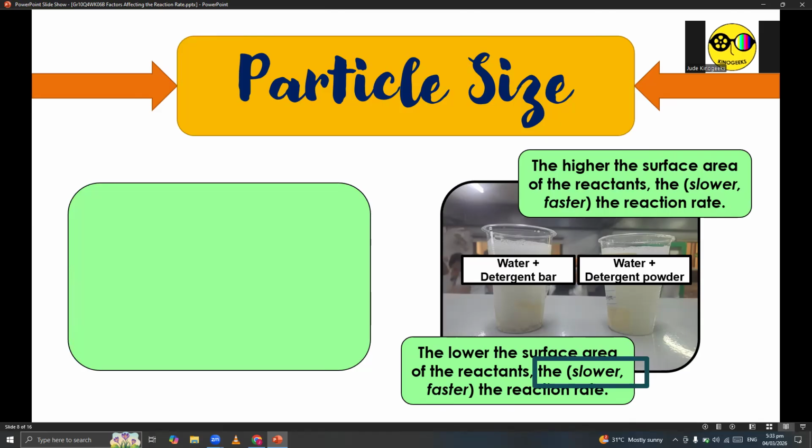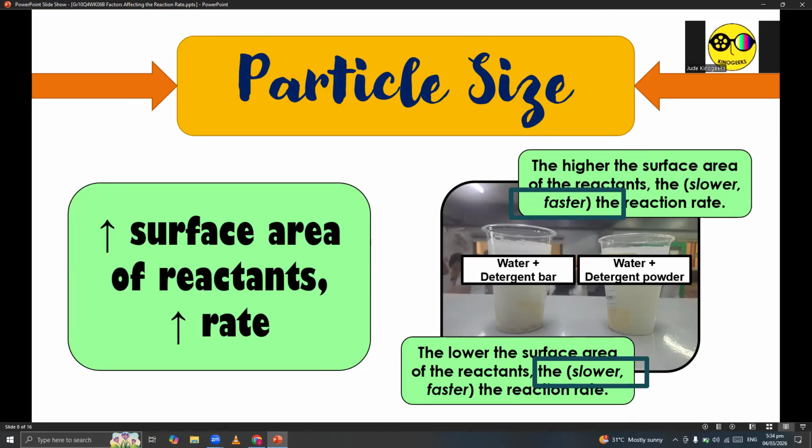By contrast, detergent powder has a higher surface area because its molecules are considered spread out, therefore easily and effortlessly dissolved by water. Therefore, the higher the surface area of the reactants, the faster the reaction rate. So between the two scenarios, if you want a faster reaction rate, therefore you must have a higher surface area of reactants.